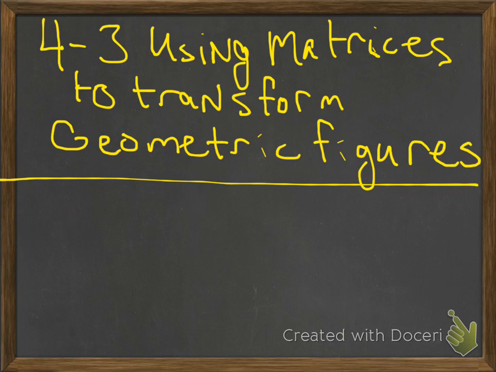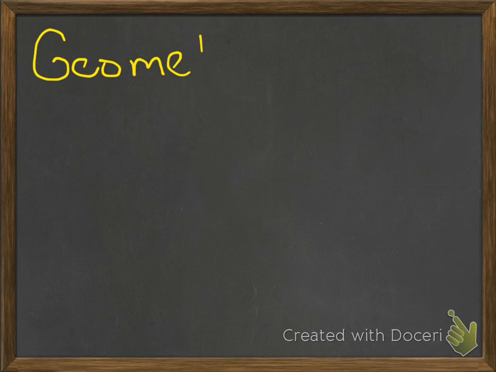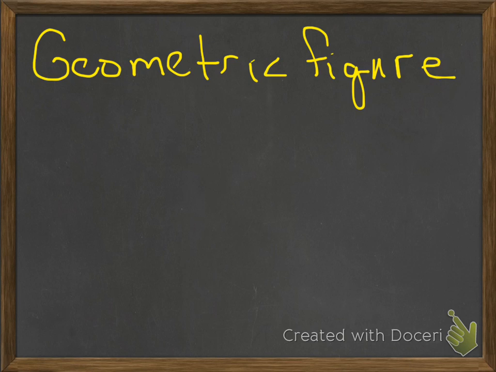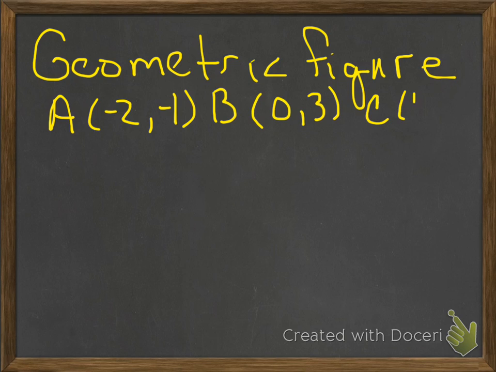Again, like I said, we're going to do this using matrices to transform geometric figures. Nothing very difficult whatsoever. We want to use geometric figures, and when we do that, first off, we need to change the geometric figure into a matrix. So take this geometric figure, or take these 3 points. A is -2, -1, B is 0, 3, C is 1, -2.